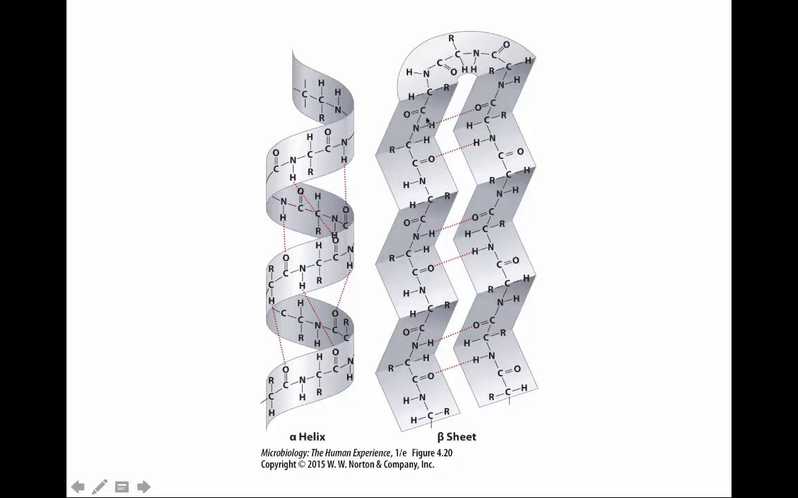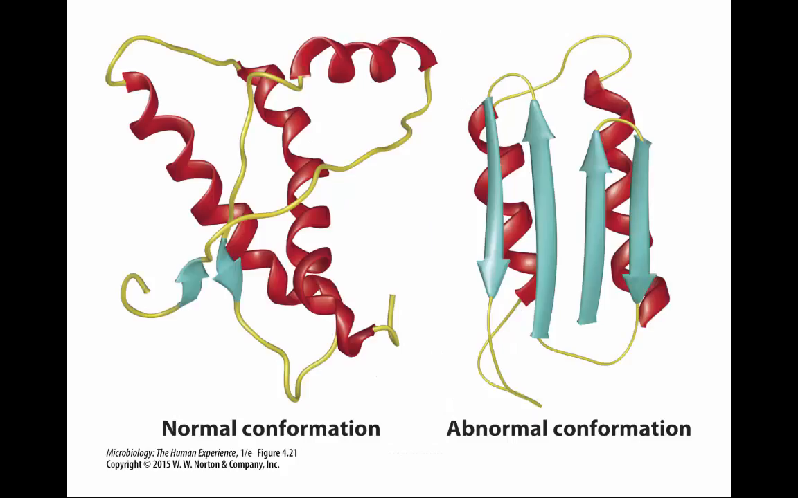We also have something called a beta pleated sheet. So the amino acids can fold in such a way that they make a flat structure that twists back and forth. So secondary structure, again, has nothing to do with the R groups. It is simply a way to fold those carboxyl and amino groups in such a way that they make hydrogen bonds. Here we see some different kinds of ribbon diagrams where you can see those red alpha helices and those blue beta pleated sheets.